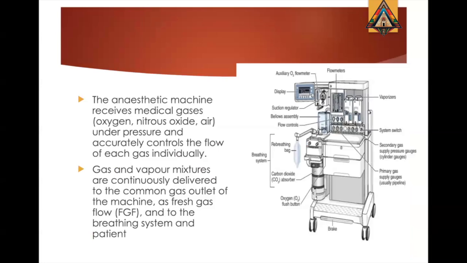The anesthesia machine, well, it is a device. It receives medical gases, mainly oxygen, nitrous oxide, and air under pressure, and accurately controls the flow of each of those individual gases. Gases and vapor mixtures are continuously delivered to the common gas outlet of the machine as fresh gas flow to the breathing patient.